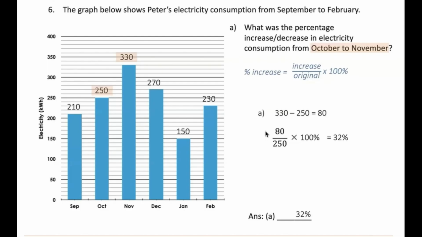Everyone okay with this? Part B, if the national average consumption was 360 kilowatts, in which month was the consumption 75% of the national average?